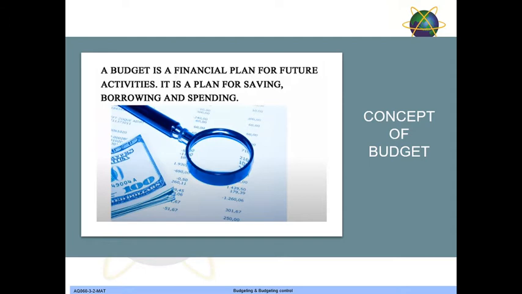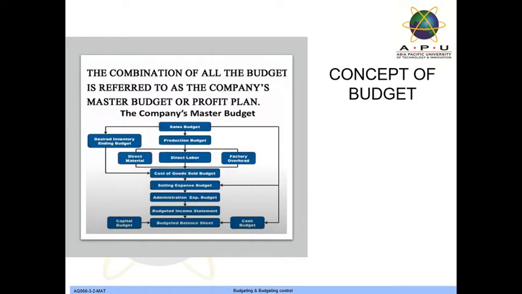I lost my word. So sorry. When we have a budget statement, then when we combine everything, we call it a master budget. Okay, so this is the master budget that I talk about.